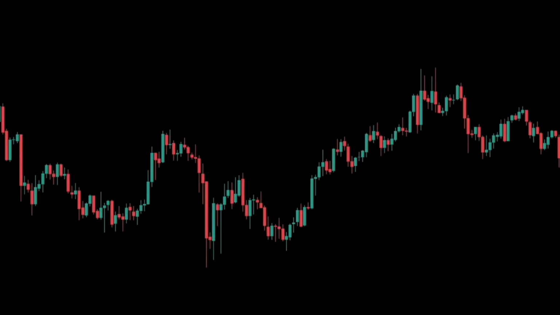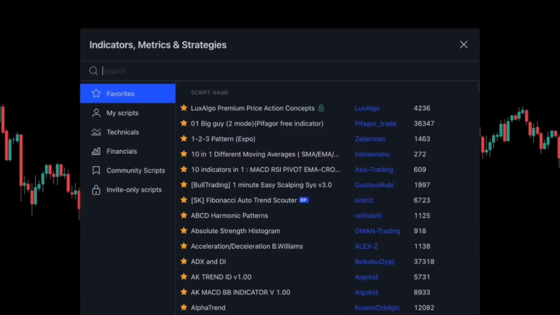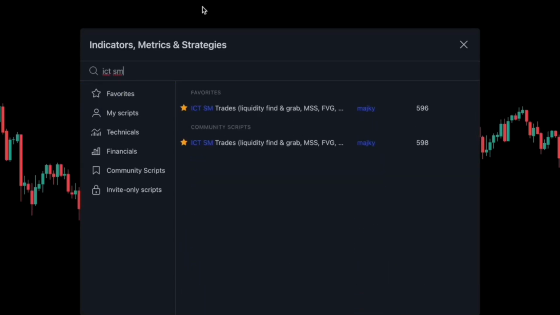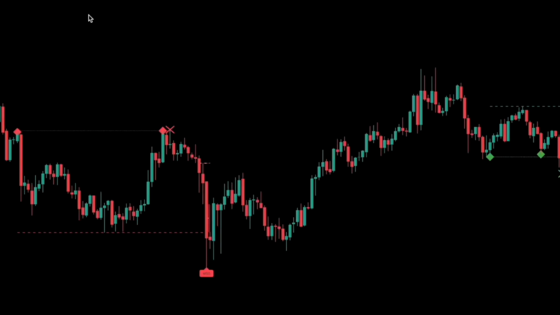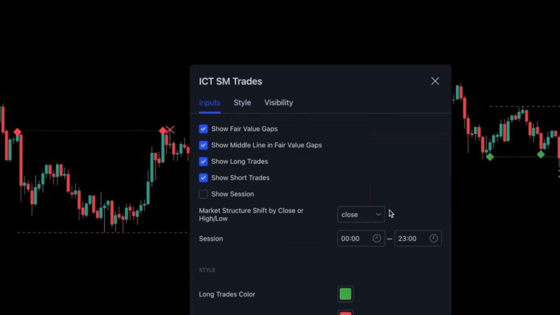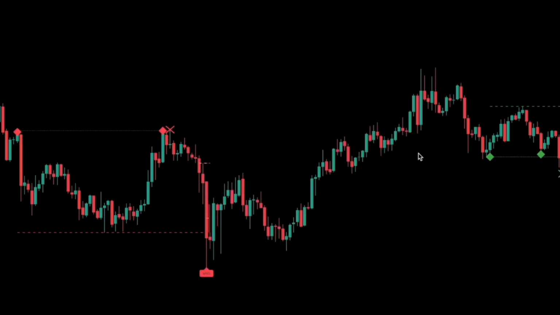First, log into TradingView and open the charts. Secondly, head over to the Indicator Search tab and type in ICTSM trades. And finally, select the indicator by MIA-JKY. By the way, the settings of this indicator work really well on all time frames and markets with high volume. You can use it for trading cryptocurrencies, forex, or futures.